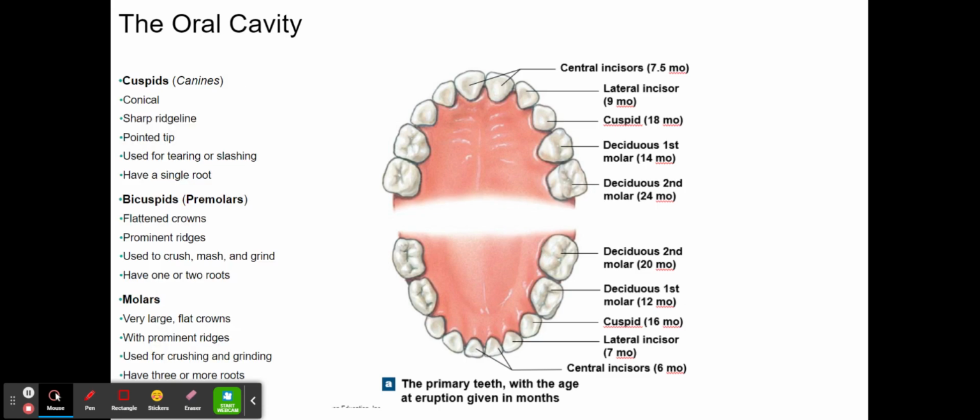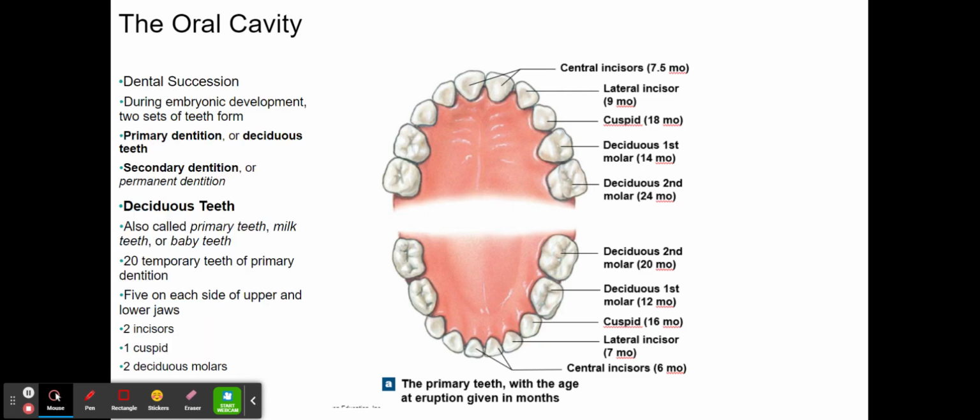The cuspids, or canines, are conical, with a sharp ridgeline and a pointed tip. They are also known as eye teeth because they lie directly under the eye. The cuspids are used for tearing or slashing. You might weaken a tough piece of celery using the clipping action of the incisors and then take advantage of the shearing action of the cuspids. Cuspids have a single root.